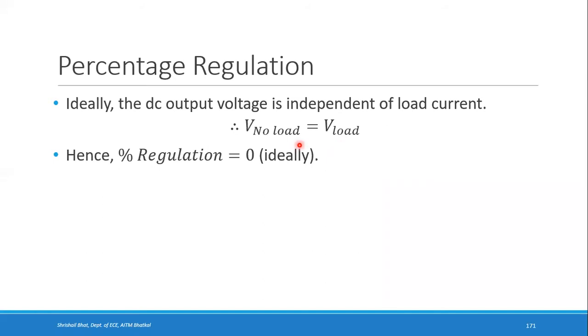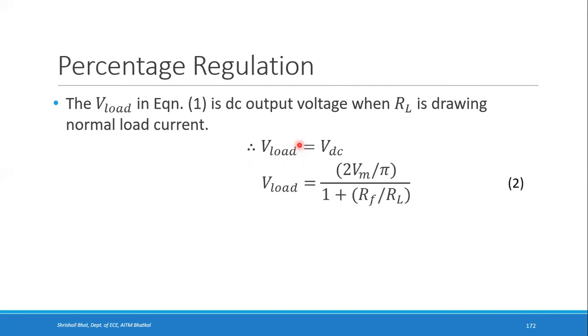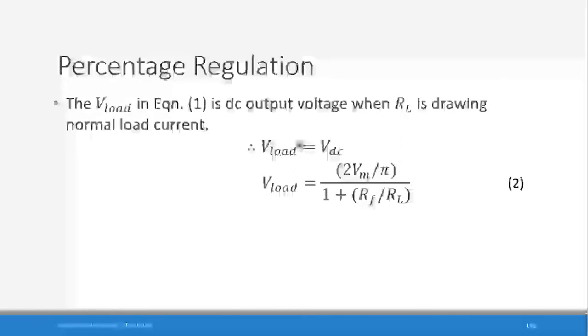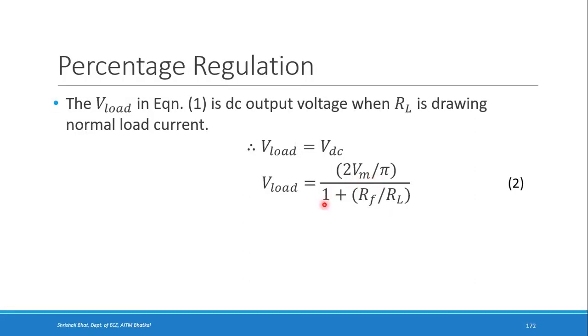So V load is the output voltage when RL is drawing the normal load current. Normal load current means that is normal VDC. What is the formula for VDC in full wave rectifier? In full wave rectifier, VDC is 2 Vm by pi divided by 1 plus Rf by RL. Right, this is what we have derived. 2 Vm by pi divided by 1 plus Rf by RL.